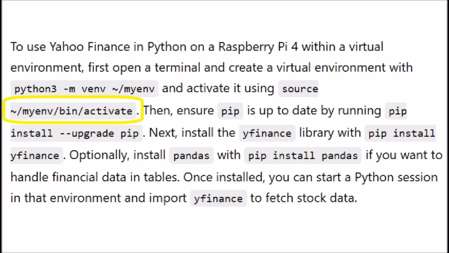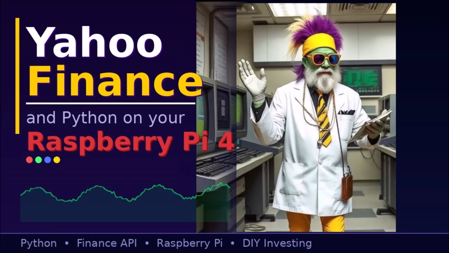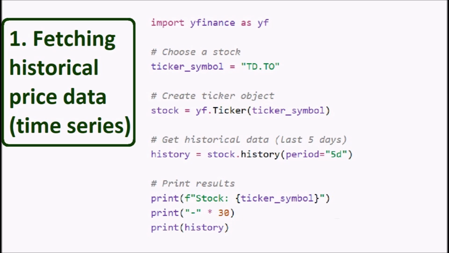Type source myenv/bin/activate. Keep in mind, these steps may vary depending on the version of your Raspberry Pi. I cannot troubleshoot setup issues for you, but online resources and AI tools can help a lot. Below are 5 different examples of how you can use Python code to retrieve Yahoo Finance data.